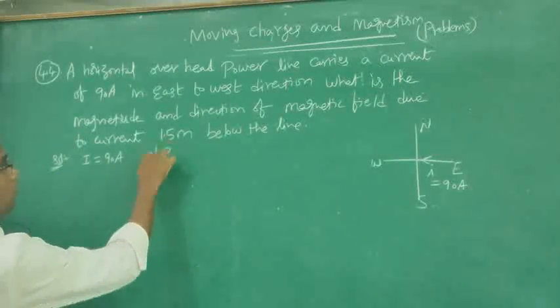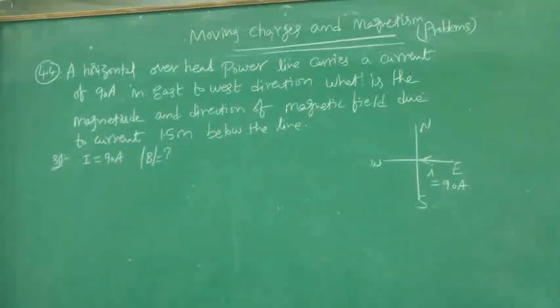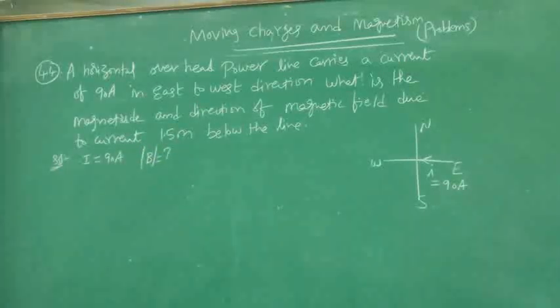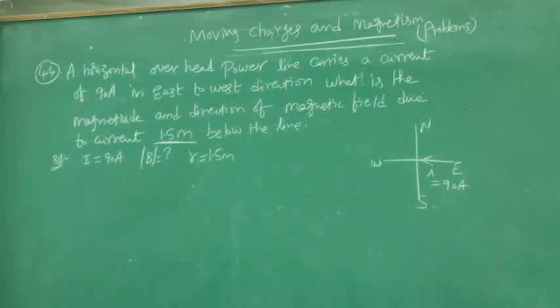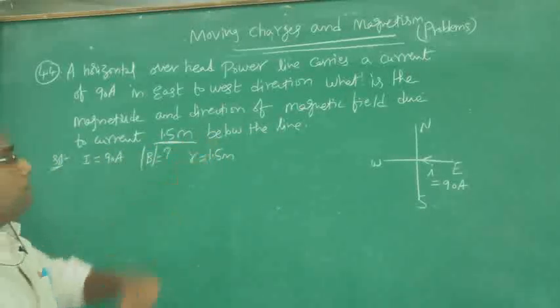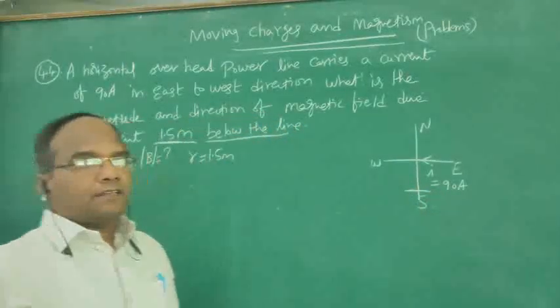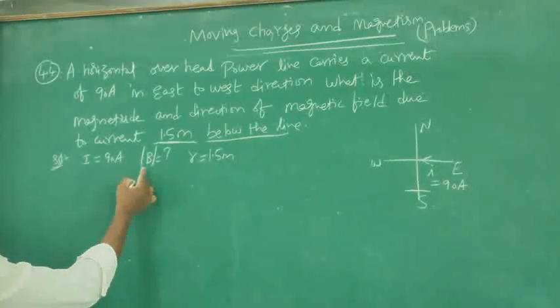So magnitude and direction of the magnetic field, B is equal to question mark, due to the current at 1.5 meter. 1.5 meter means nothing but distance. So here also it is the same thing. What is the magnitude and direction of the magnetic field due to the current 1.5 meter below the line? Means somewhere 1.5 meter below the line. So here also we have to find out the magnetic field.